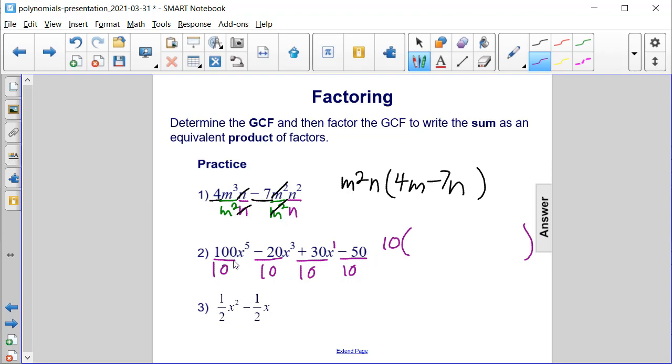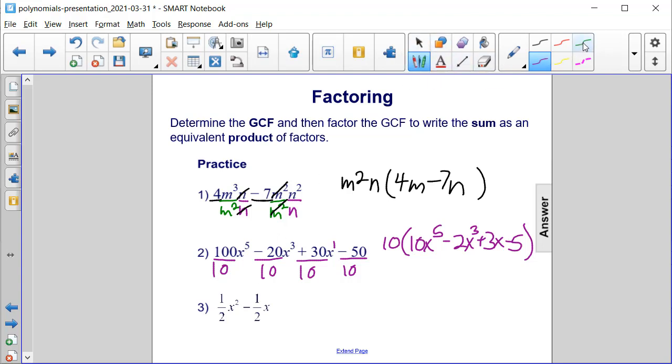So now let's just simplify this. 100 divided by 10 is 10, and x to the 5th still remains. And then we have minus 20 divided by 10 is 2, and x to the 3rd still remains, plus 30 divided by 10 is 3, and we still have an x there, and then plus 50 divided by 10 is 5. All right, now let's look at our last one that we have here.